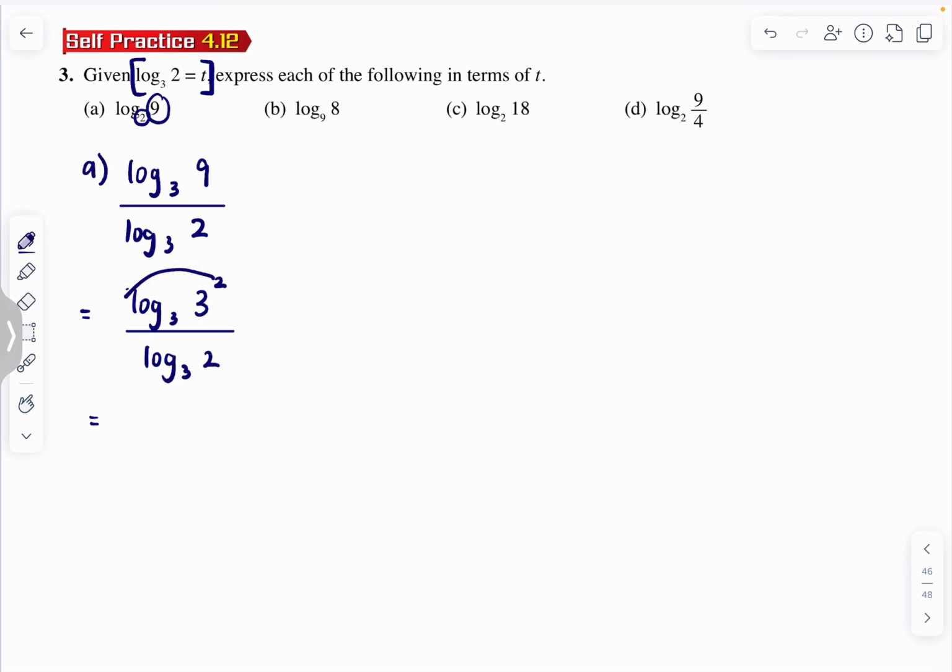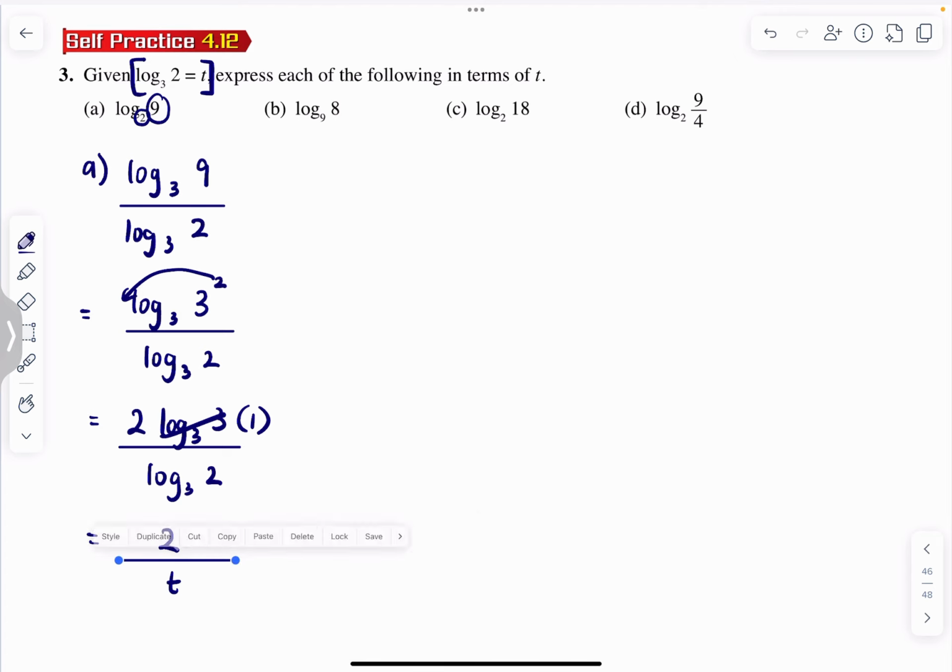And then the 2 I can bring forward. So this one becomes 2 log_3 3 over log_3 2. Log_3 3 is just 1. So on top there will be 2 times 1, which is just 2. Then log_3 2 is given in the question. Log_3 2 is t. So the answer is 2 over t. That's it.